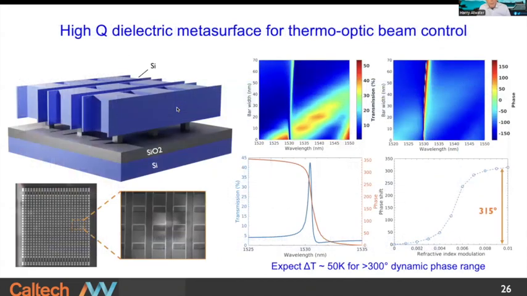This is an illustration of early work on tunable thermo-optic high-Q dielectric metasurfaces. You can see here the designs illustrate thermal isolation from the substrate and thermal isolation of the elements from one another, which allows for microsecond time phase modulation with a phase range of over 300 degrees.